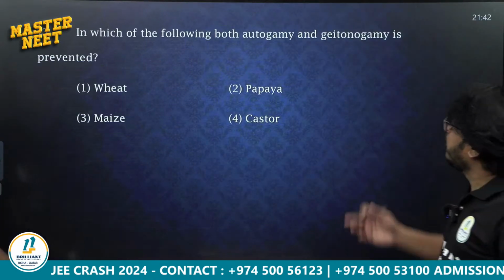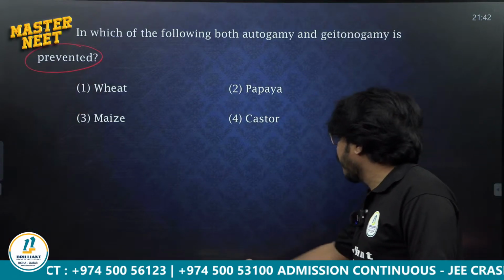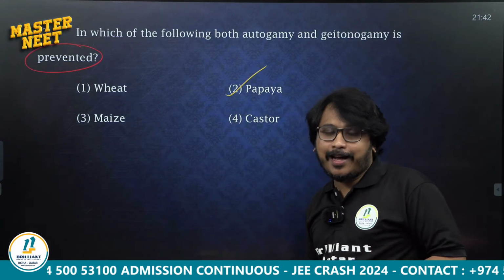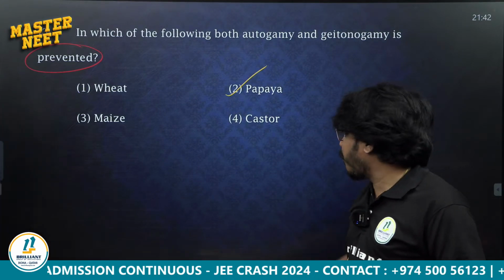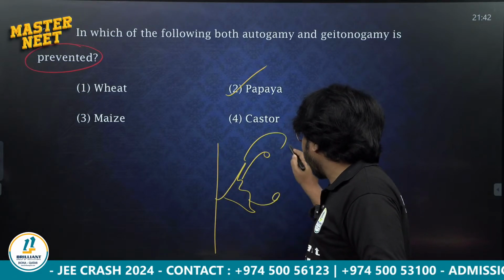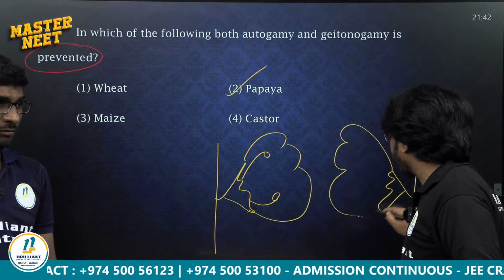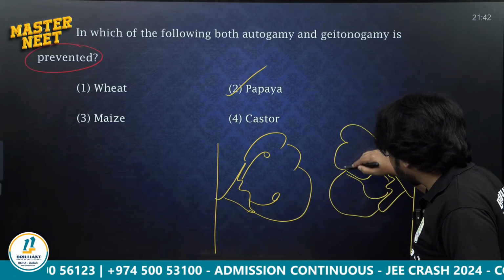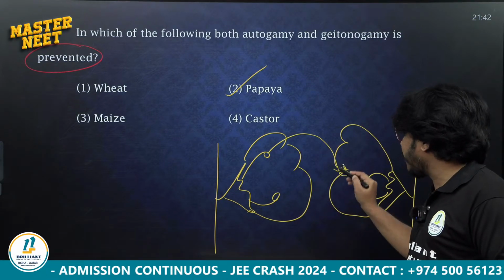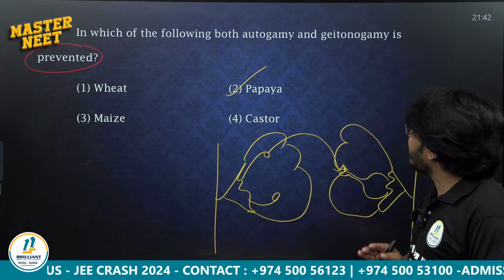Next question. In which of the following both autogamy and geitonogamy are prevented? So the answer to this is papaya. Papaya, already I said, they are actually dioecious, unisexual plants. One plant will have only the male flower and the other plant will have only the female flower. The female flower is the pistillate flower and the male flower is staminate. So you can see here they can only transfer the pollen grains from anther to stigma of a different plant. So here xenogamy becomes compulsory.